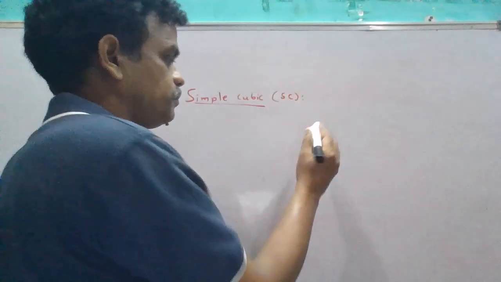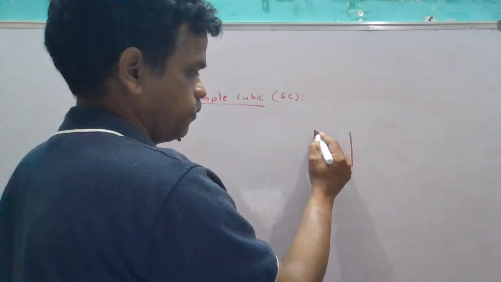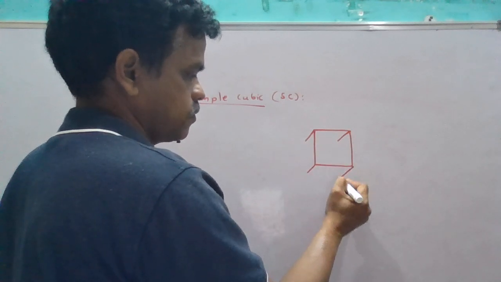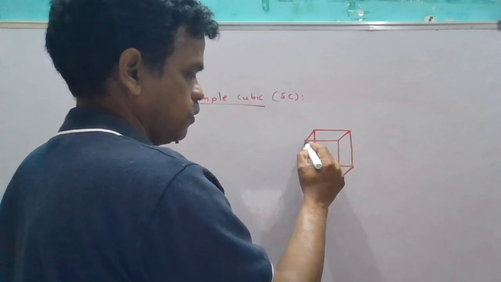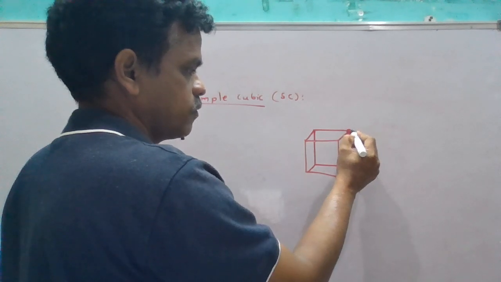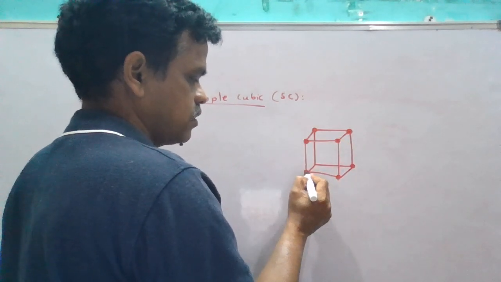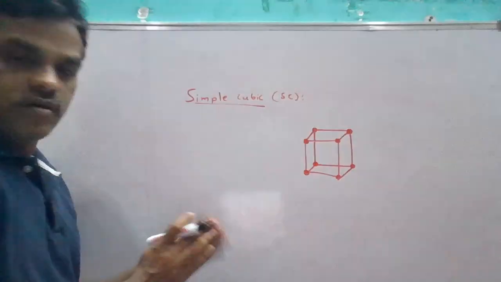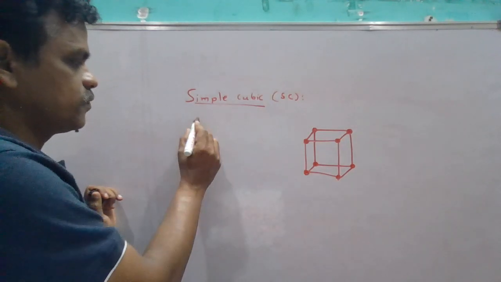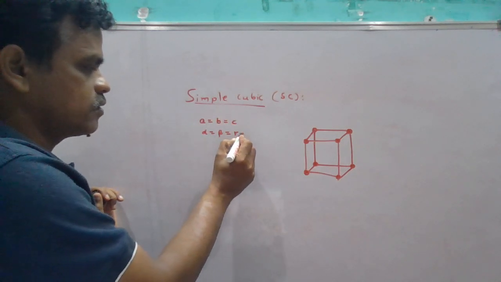I will draw the simple cubic structure here. So here one lattice point, one lattice point, one lattice point. These are the corners. In this simple cubic structure, 8 corners, 8 lattice points. So what about characteristics? What about sides? A equal to B equal to C. Then alpha, beta, gamma equal to 90 degrees.